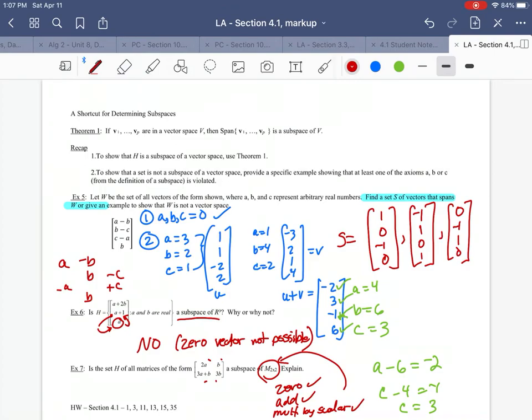And again, it just matters what you're trying to be a subspace of to whether or not it's real complicated or not. Okay, and there's your homework down there.